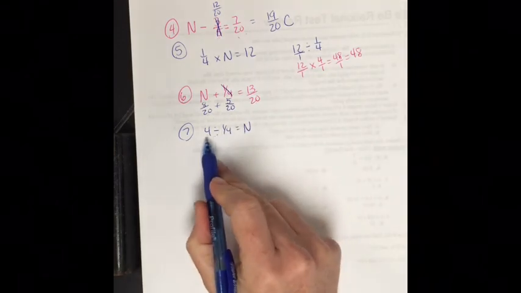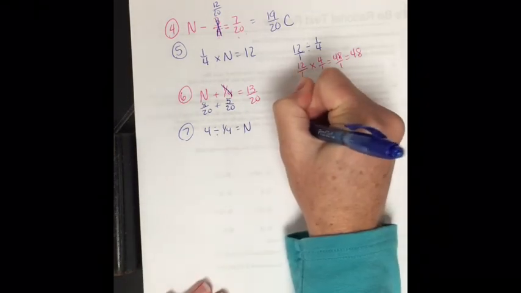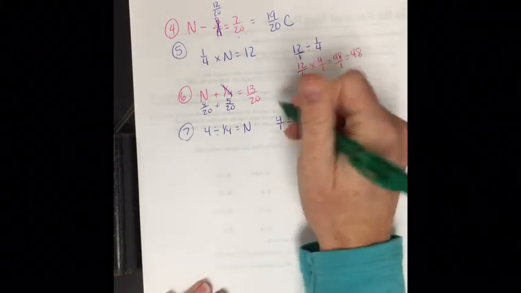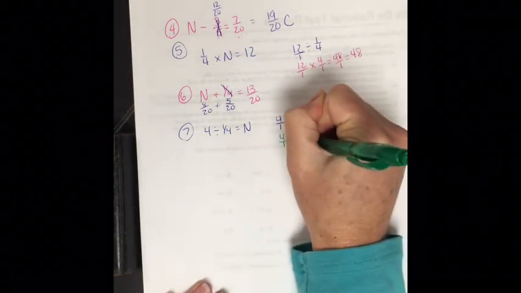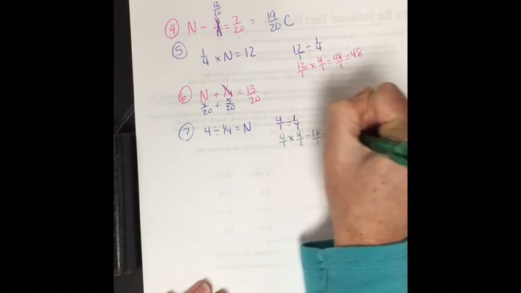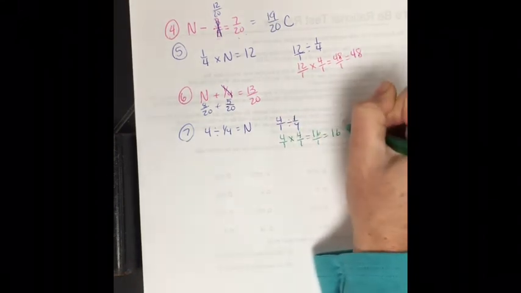7. 4 divided by 1/4 equals n. So on this one, we just have a simple division problem. We put the 4 over 1. To solve this, we need a reciprocal. Bring down the first, change the second, flip the third, and we end up with 16, which is C.